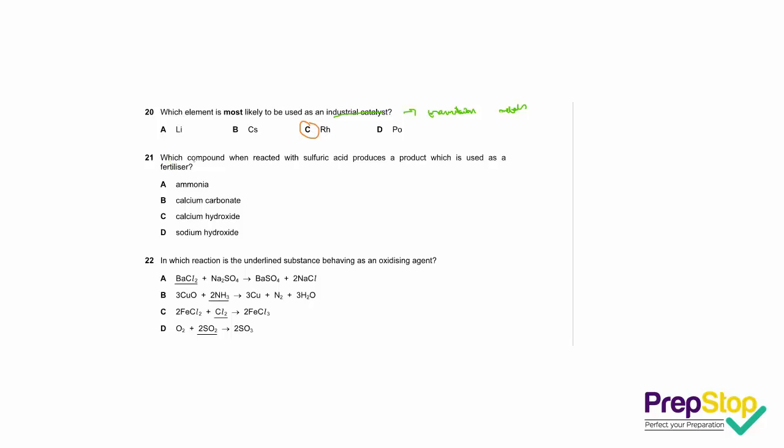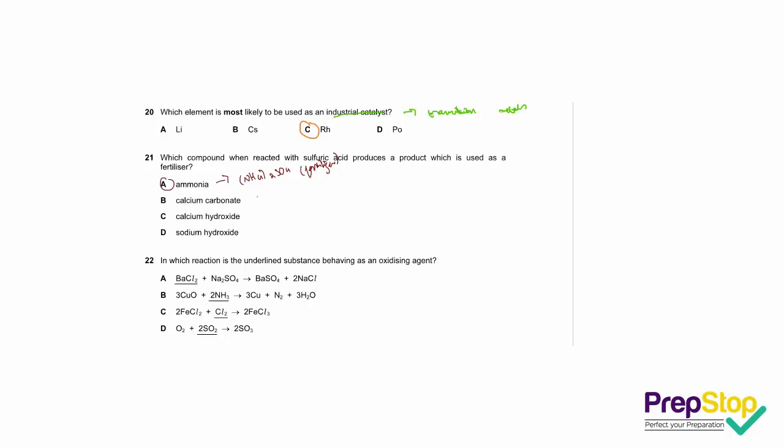21. Which compound, when reacted with sulfuric acid, produces a product which is used as a fertilizer? So, first of all, we see that when ammonia reacts with sulfuric acid, it gives us ammonium sulfate, which is used as a fertilizer. Hence, option A is the correct answer.